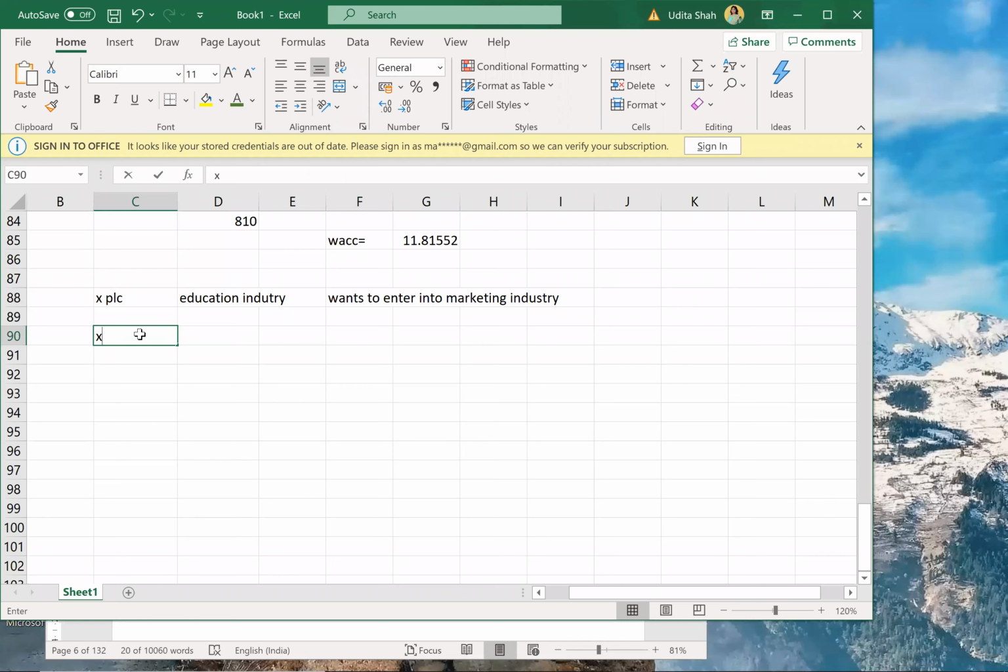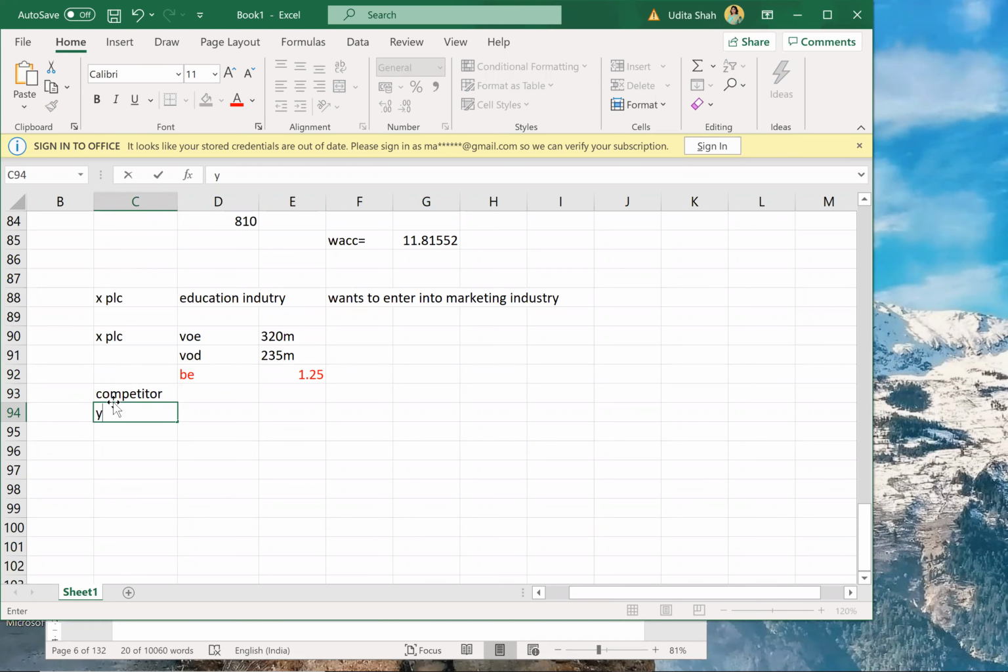For XPLC, I'll give the data: value of equity, value of debt, beta of equity. WACC I won't give. Value of equity of X is 320 million. Value of debt is 235 million. Beta of equity is 1.25, but this beta is useless for us because it is the old beta. Correct? Now, who is the competitor?